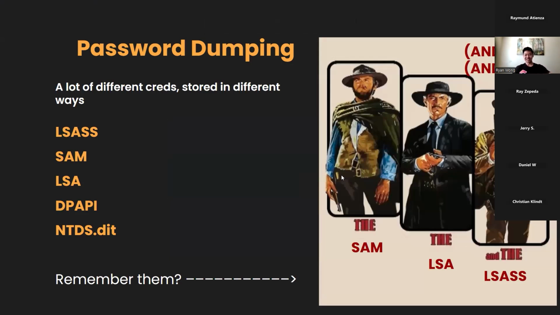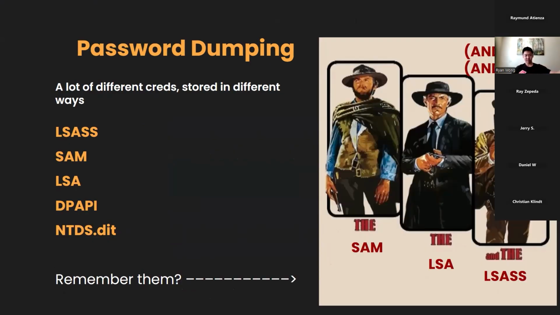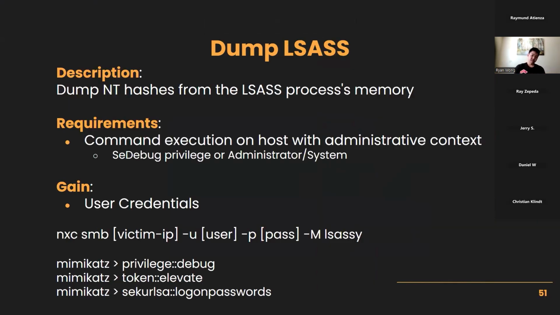So, password dumping. When dumping passwords, you're going to have LSASS, SAM, LSA, DPAPI, and ntds.dit. With LSASS, you're essentially dumping NT hashes from the LSASS process memory. Some requirements: you're going to need SeDebugPrivilege or administrator on the system.